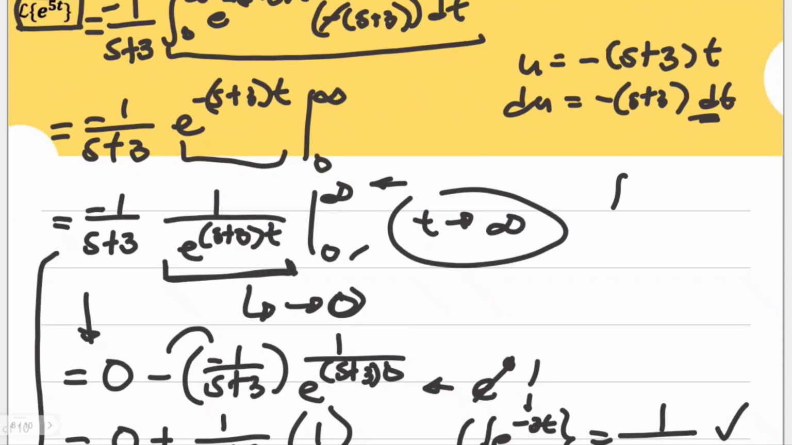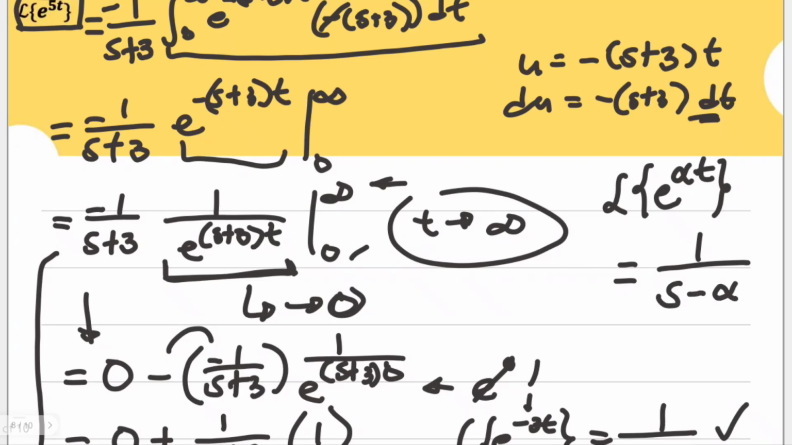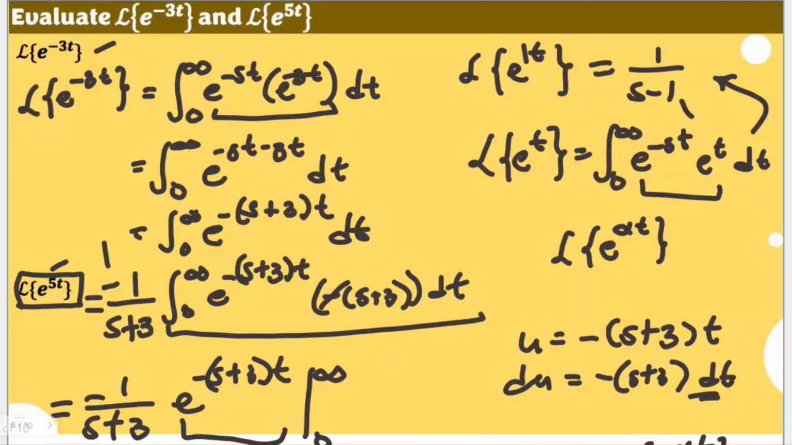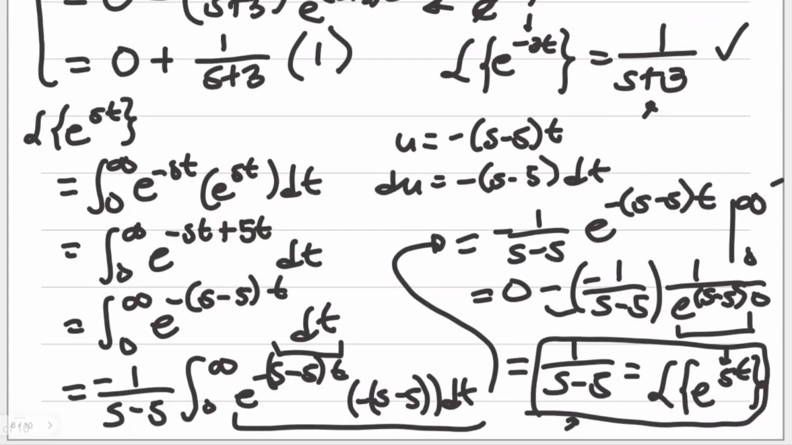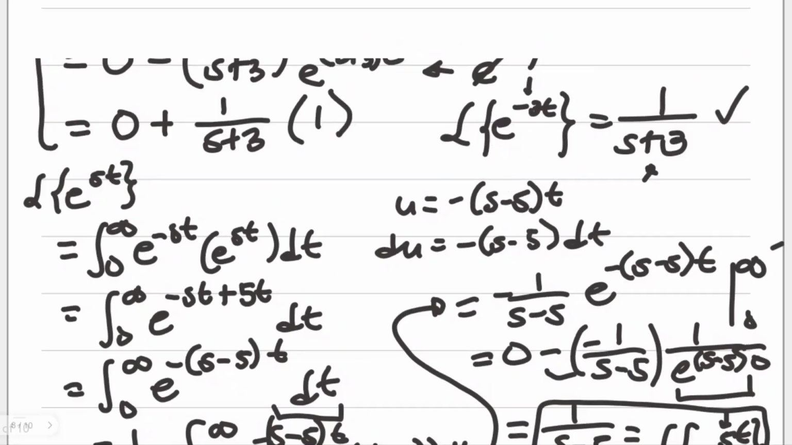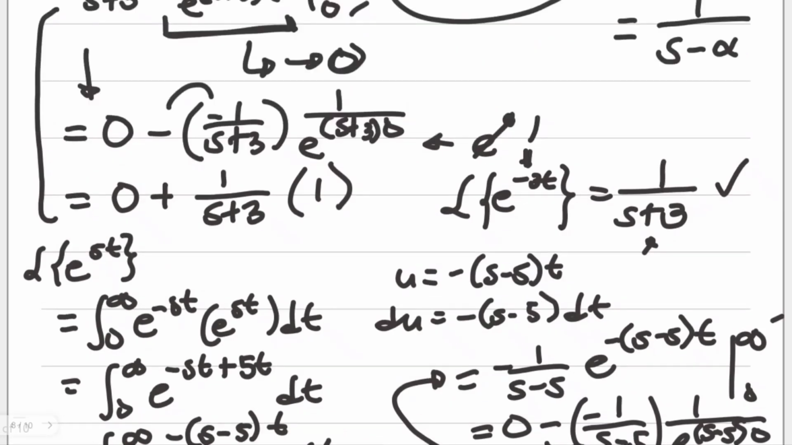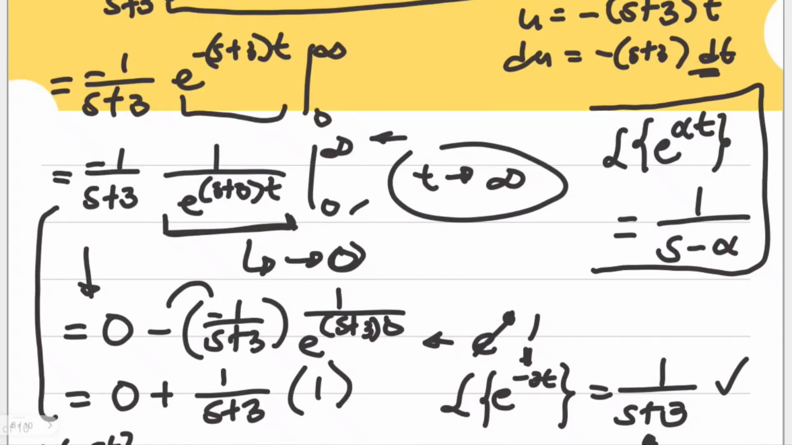For the Laplace transform of any expression or function e to the power of alpha t, where alpha is any arbitrary constant, this is equal to 1 over s minus alpha. As you can see, again, this is 1, so that's why s minus 1. You have here 5, so s minus 5. But if you have negative 3, so s minus negative 3 is plus 3. So this can be used in further ideas if you have more examples later on.